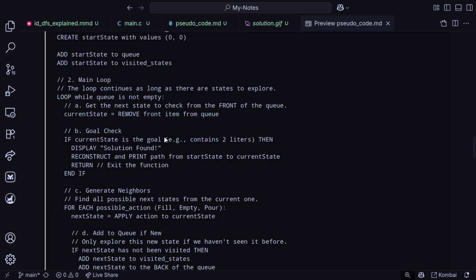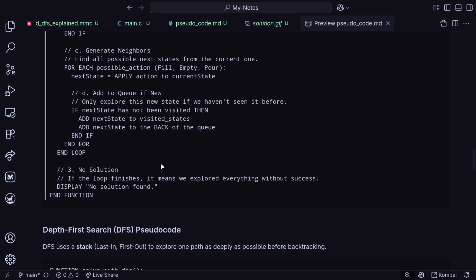If the friend is actually there, you will find that I have done the goal checking first, because this is generally how it's done. First you check whether the friend is there or not. If it is there, then you reconstruct and print the path from the start state to the current state. Basically, you narrate the map of where to find your friend. Then you generate the neighbors, which means the friend is not there, so I have to go to the next room.